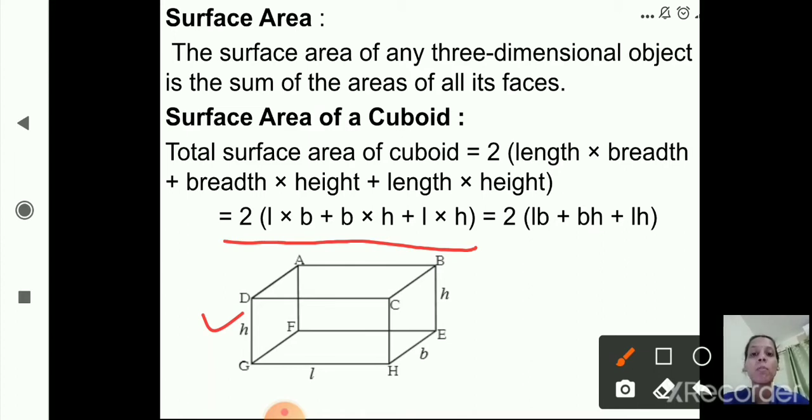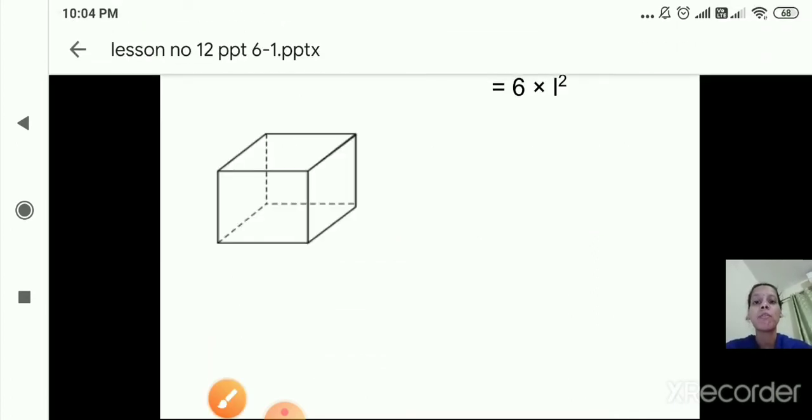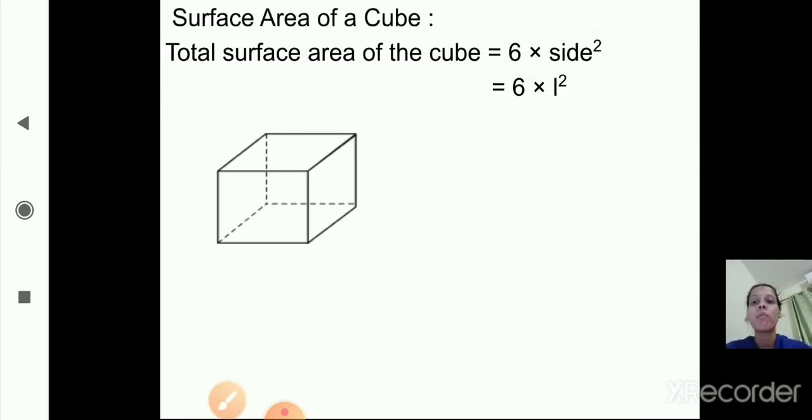Okay, now we will see the next formula, that is the total surface area of a cube. So what is the formula to find the total surface area of the cube? Total surface area of the cube is equal to 6 multiplied by side square. As you can see here, 6 into L square. L is what? Side. So the formula is 6 multiplied by side square. Okay, so this is the formula to find the total surface area of a cube.